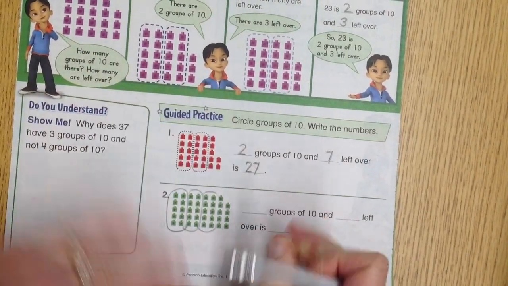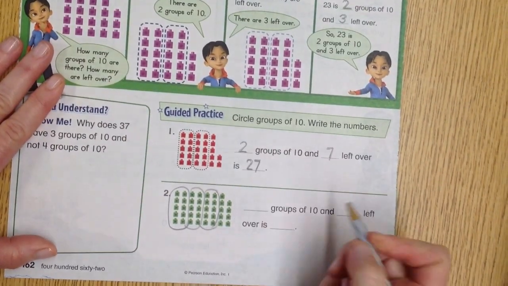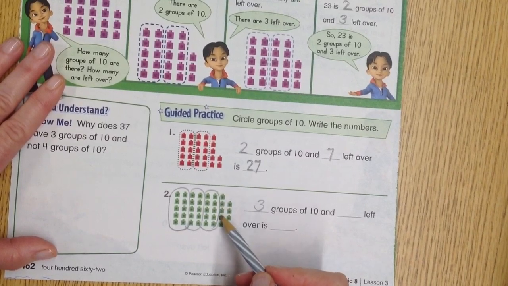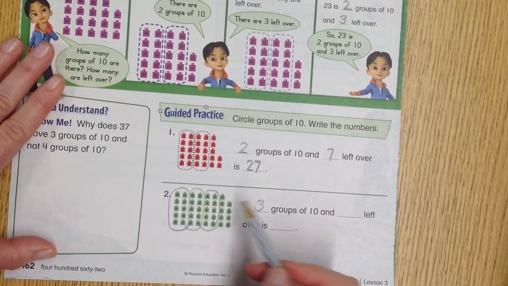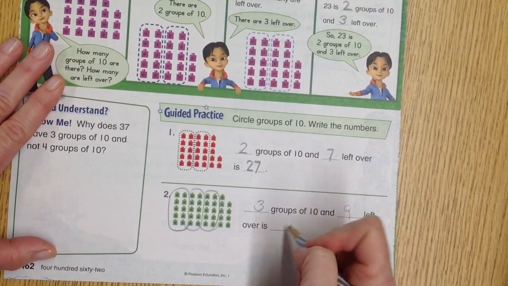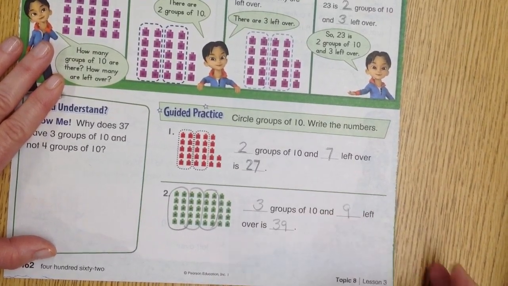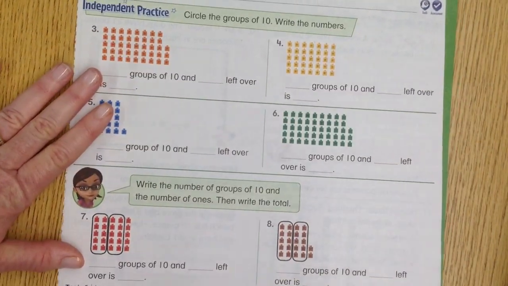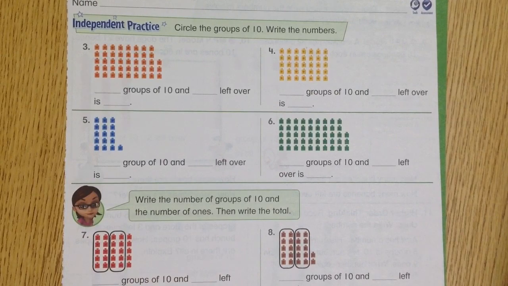All right. So there we have our 3 groups of 10. And how many are left over? 1, 2, 3, 4, 5, 6, 7, 8, 9. So how many do we have? 39. All right, let's look now on page 463. Again, we're grouping the 10s and then finding out how many are left over. So go ahead and do page 463 and then turn the video back on and we'll check your answers.